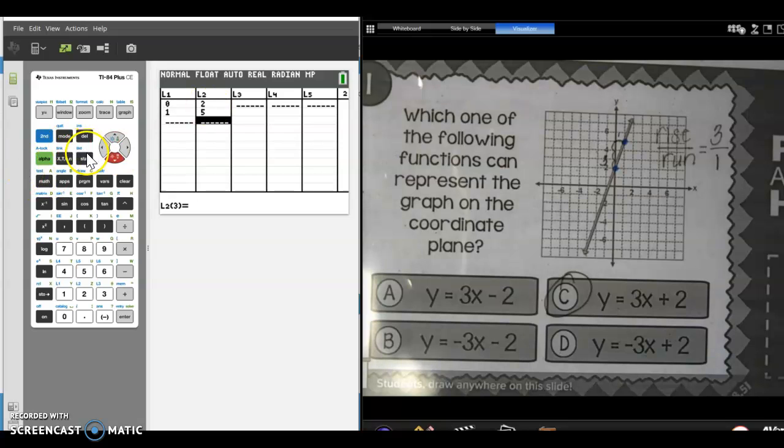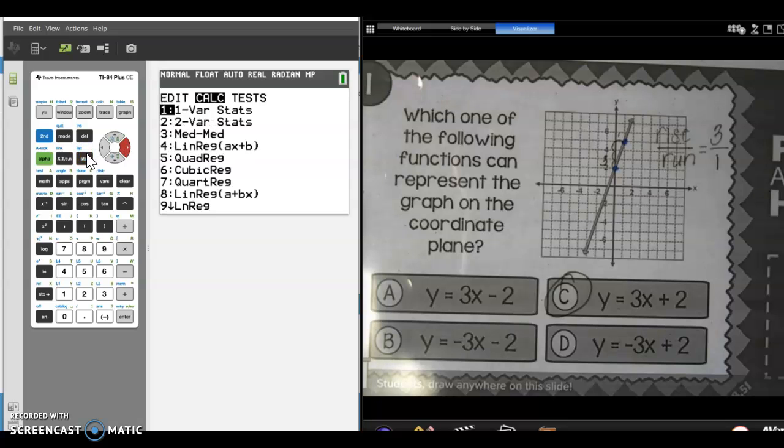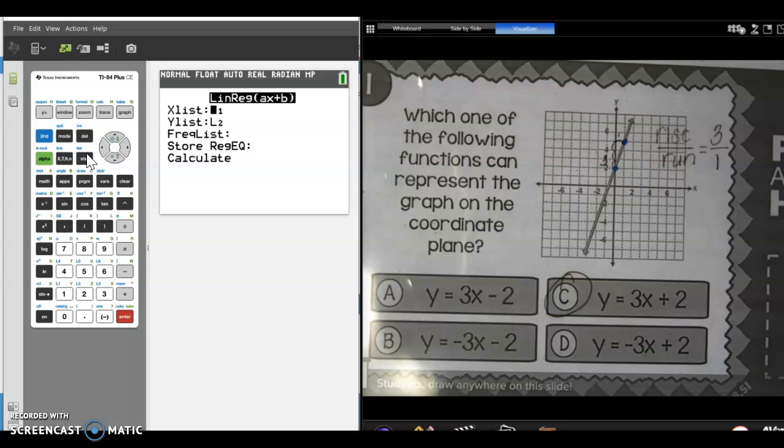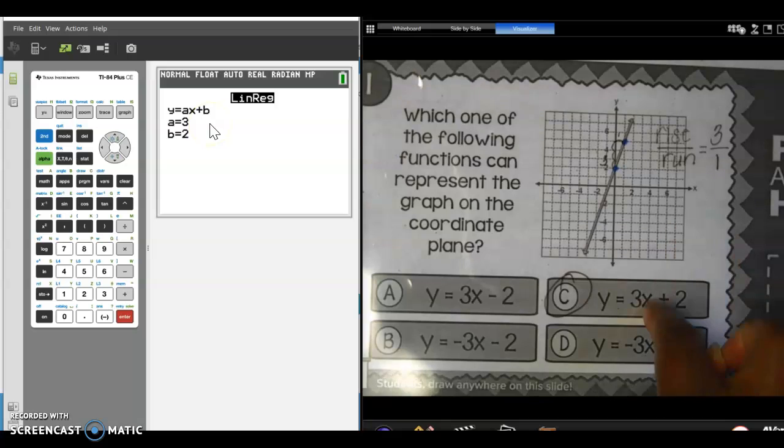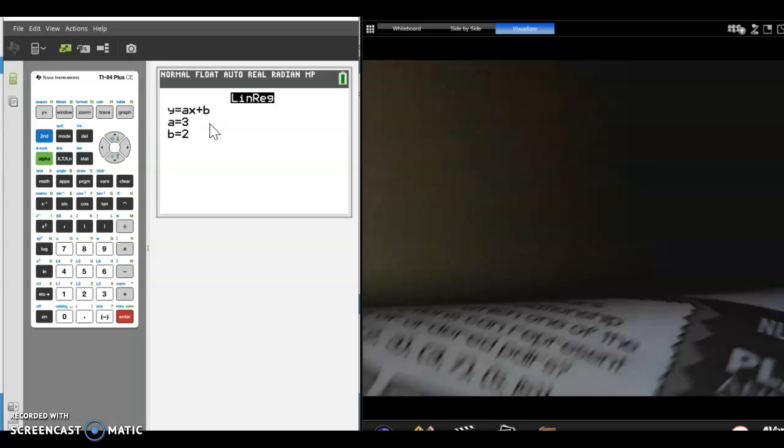Okay, then I press Stat again. I go over to Calc. I'm going to go to 4, which is linear regression. Calculate. So my slope m is 3 and my y-intercept is 2. So you still get the same equation of y equals 3x plus 2.